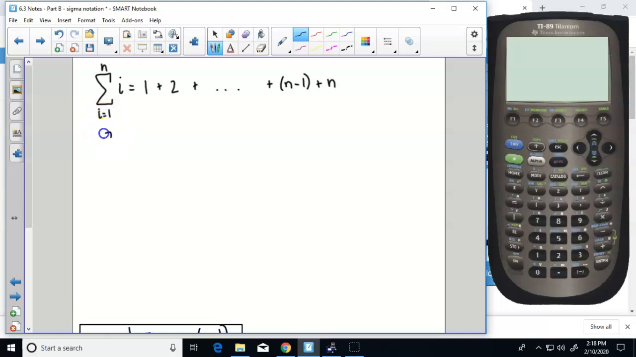Would it be okay if I wanted to, could I write it this way? n plus n minus 1 plus dot dot dot plus 2 plus 1. Would it make any difference if I wrote it backwards like that? It should be the same, right? Oh, I forgot to put my i right here.